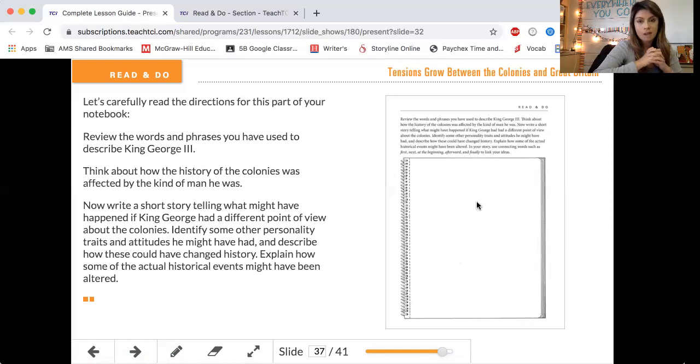When you are done writing your short story on page 65 in your interactive student notebook, you're going to go to the assignment in Google Classroom for Thursday, chapter 10, the read and do section, and click turn in.